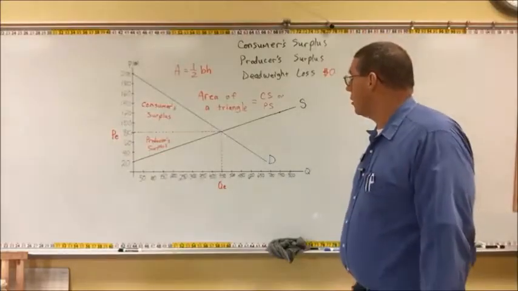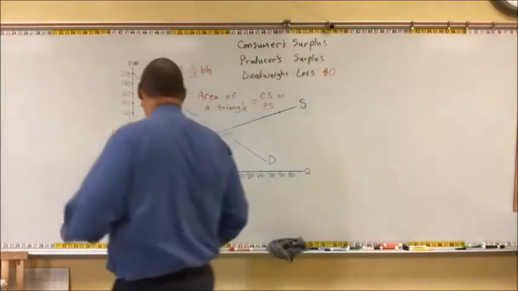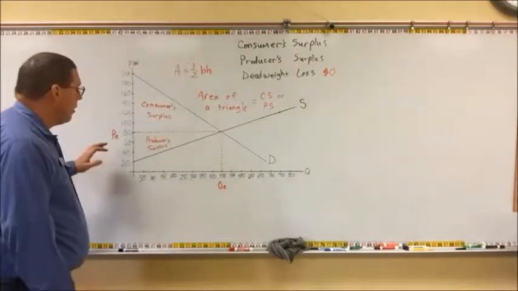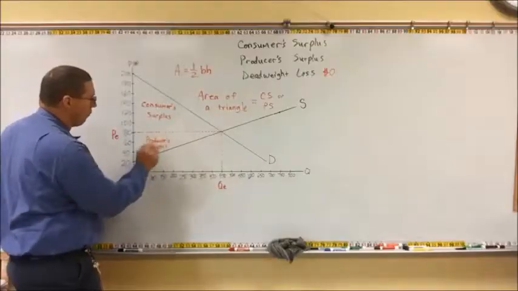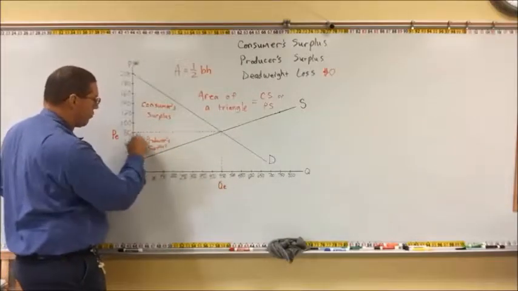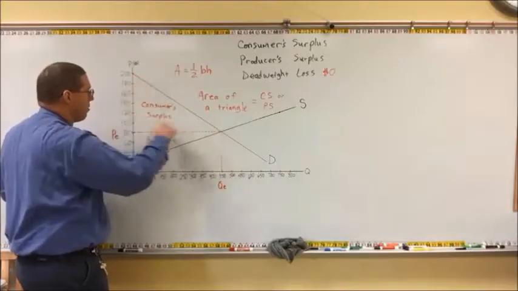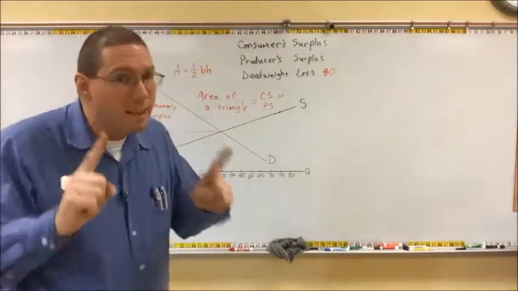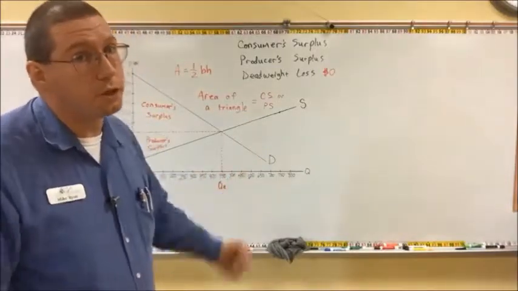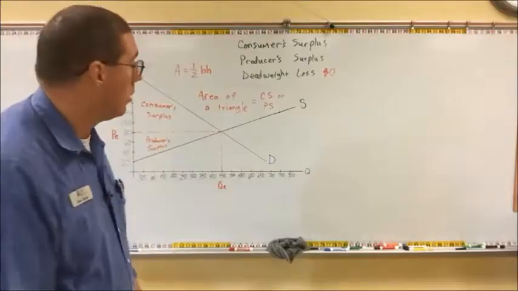So let's do a couple examples here. Let's say that the market is operating at equilibrium price. If the market is operating at equilibrium price, we have a triangle for producer surplus right here, this triangle. And this triangle is consumer surplus. Now, consumer surplus is obviously larger than producer surplus in this situation, but you can just as easily have a situation where it's the other way around or where they're both equal.